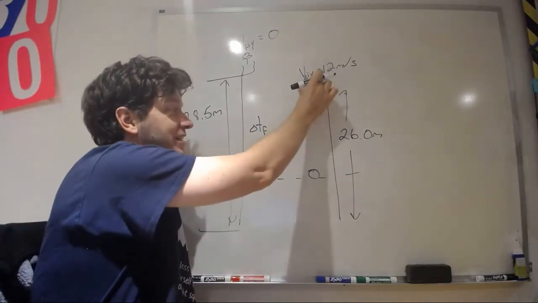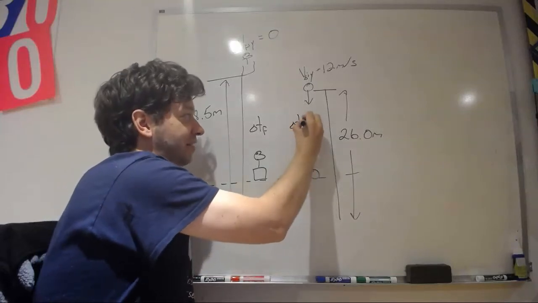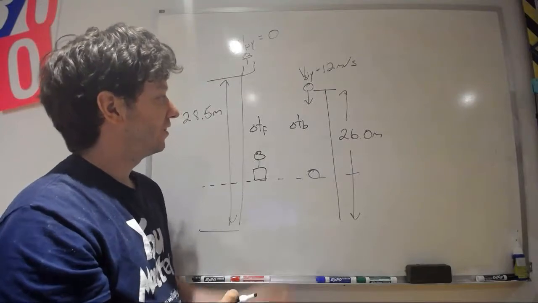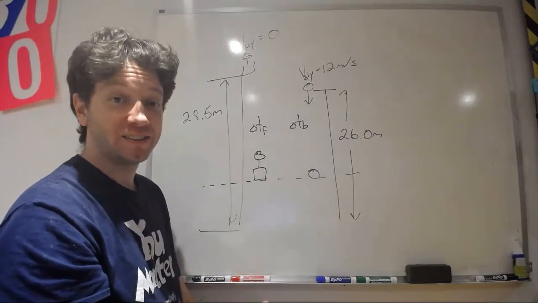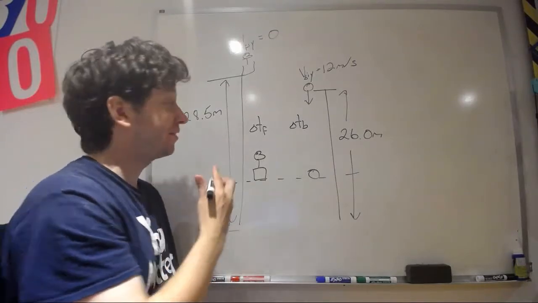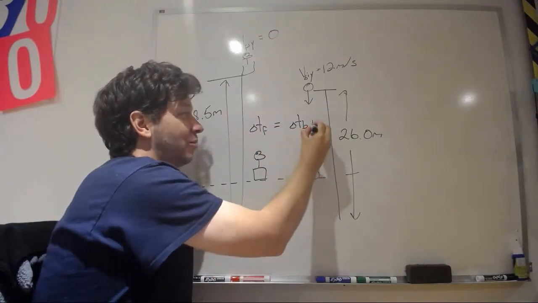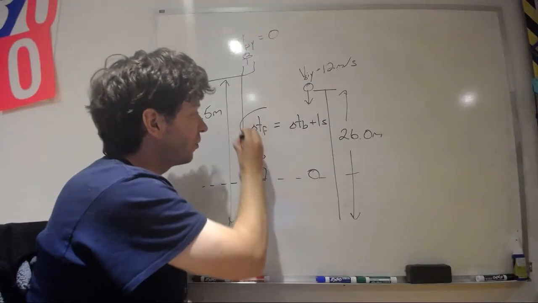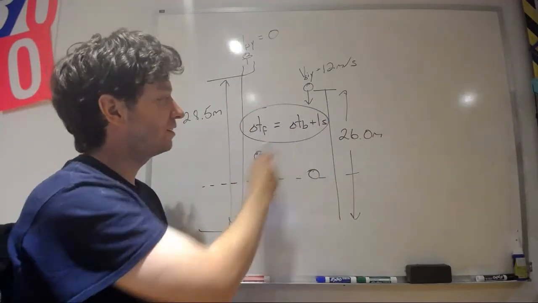Now, it also takes a certain amount of time for the ball to go from here to here. And I'm going to call that delta T B for the ball. Now, one thing we know is that those two do not equal, because the flower pot got a head start, meaning it took the flower pot one more second to travel that distance. So what I can do is set them equal, but add 1 second for the flower pot. So this is an equation. And that's a very, very important equation, because it relates one time to another.